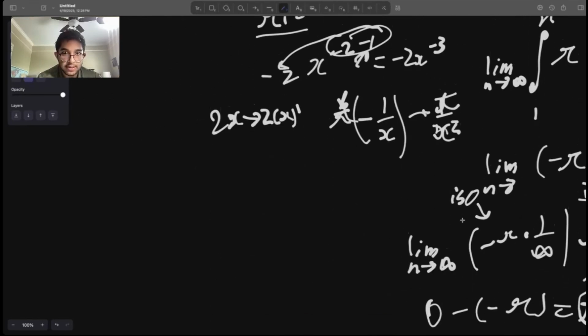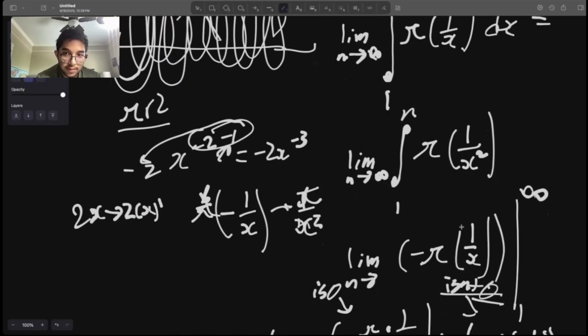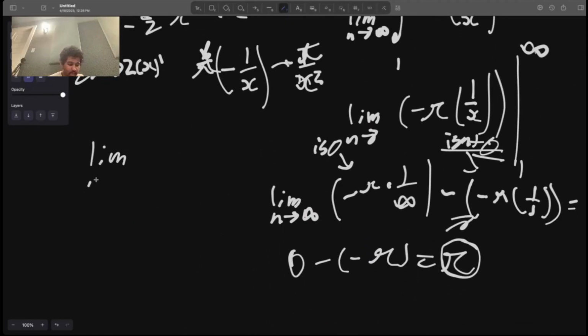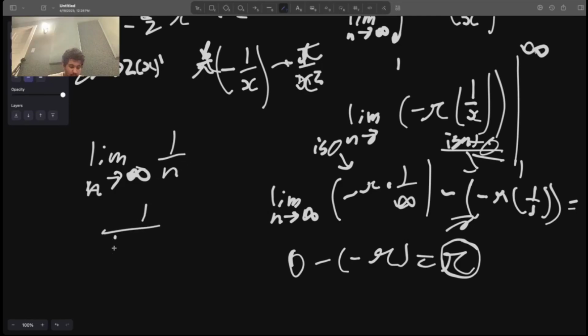But how does it make sense that if you take the limit at infinity, it's 0? How does that make sense? The limit as n approaches infinity of 1 over n? Yeah, how would that be 0? Well, as we plug in bigger and bigger numbers, it gets closer to 0, right?